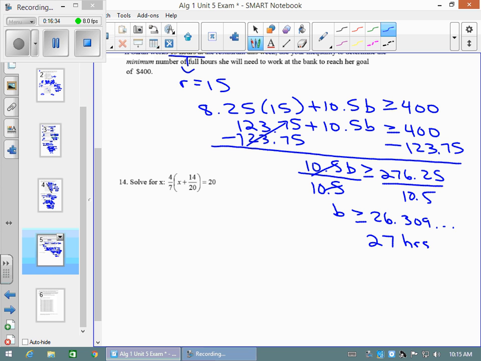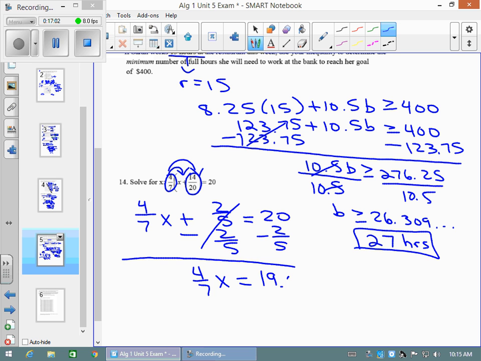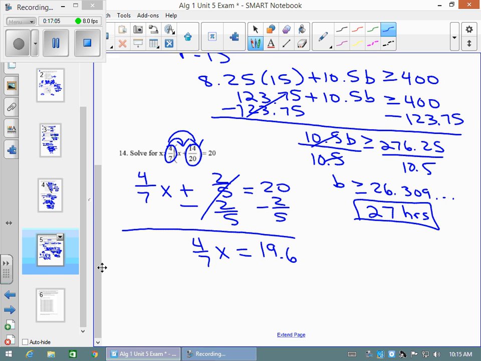Question 14 uses distributive properties. We start to get 4 sevenths x plus 4 sevenths times 14 over 20, which simplified would be 2 fifths, equals 20. So you want to isolate the x, so I'm going to subtract 2 fifths. You can express your answer to the subtraction of 20 minus 2 fifths as a decimal or as a fraction. So we can write that as a decimal, 19.6. To isolate the x, we're going to multiply by the reciprocal of 4 sevenths, which is 7 over 4. So x equals 34.